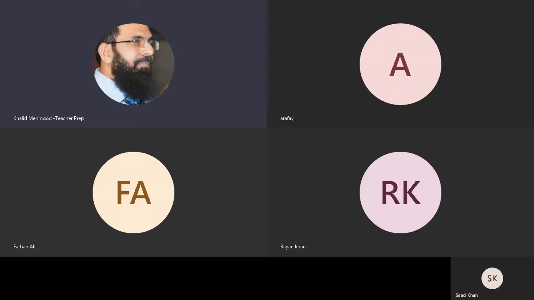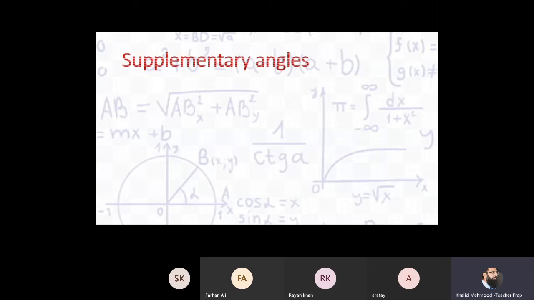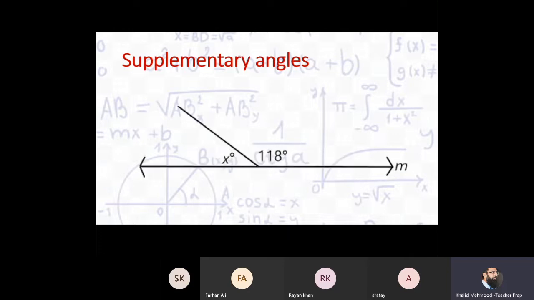Now we'll be solving word problems of supplementary angle. Let's check it out. This is one shape. You can see this shape is made of a straight line angle. This is a case of supplementary angle. So what to do with this type of shape? How will we solve this now?